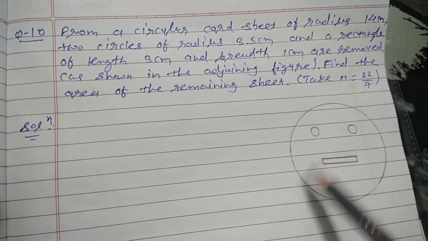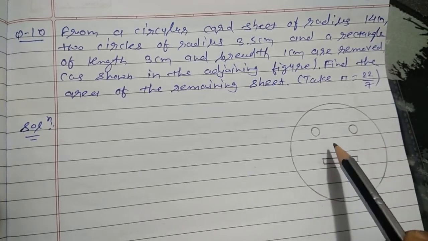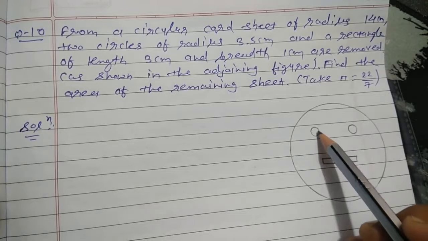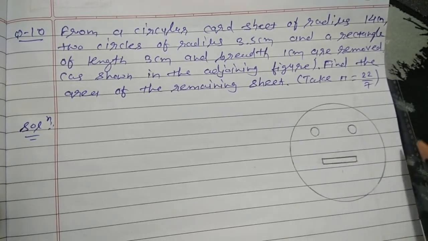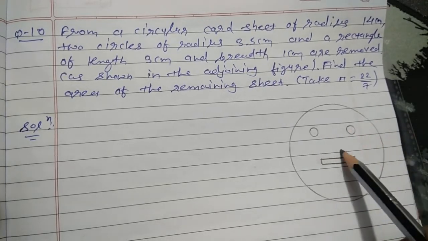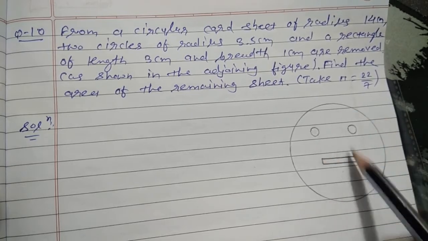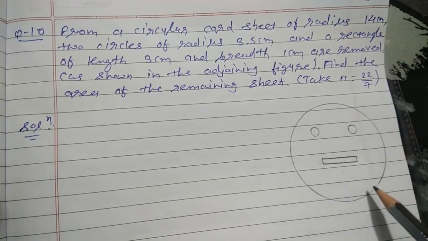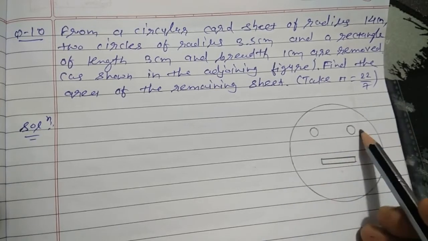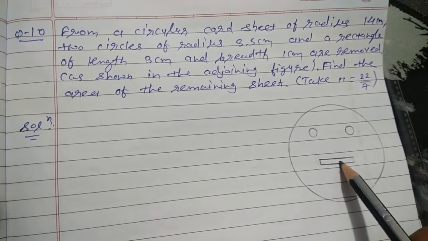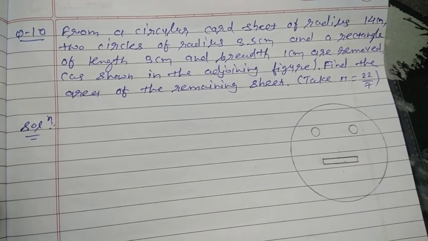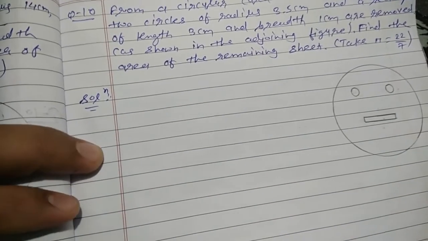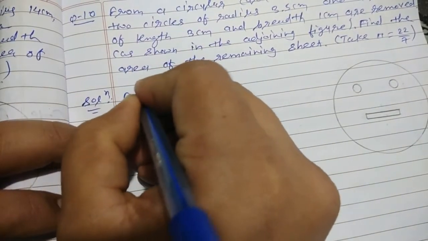So what we will do, first of all, we will understand the question. Here circular card sheet is there and these two circles and rectangle are removed. That means the area of the remaining part of circular card sheet is nothing but area of the circular card sheet minus area of these two circles and a rectangle. So same way we will do. First of all, we will find the area of circular card sheet.